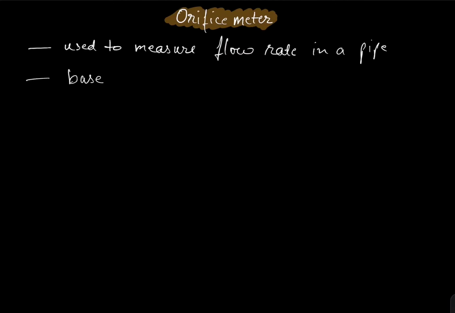It is a device basically like Venturi meter. It is also a device used to measure flow rate in a pipe. Orifice meter is also based on Bernoulli's principle. Like Venturi meter, this is also based on Bernoulli's principle.